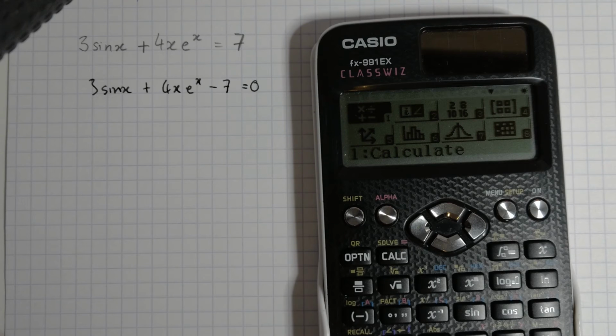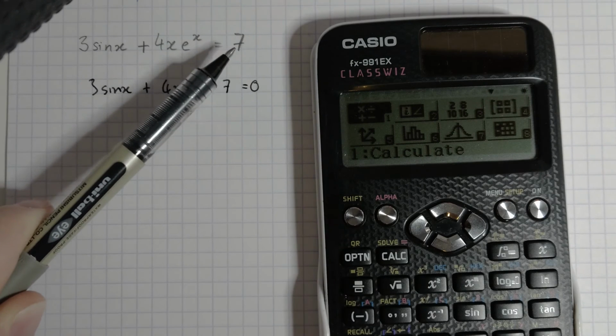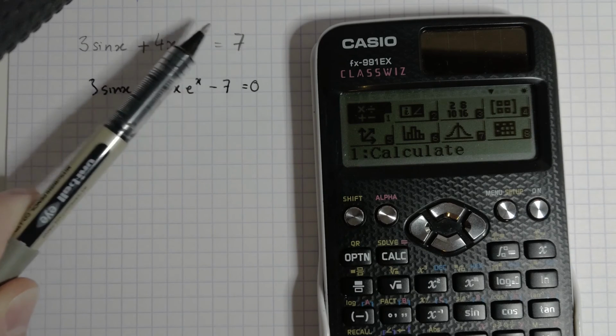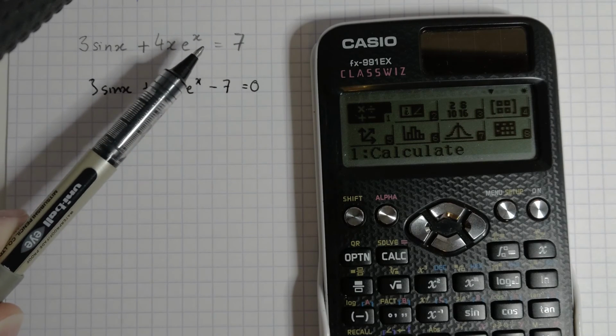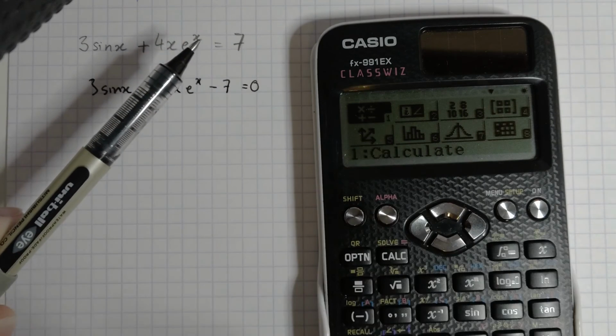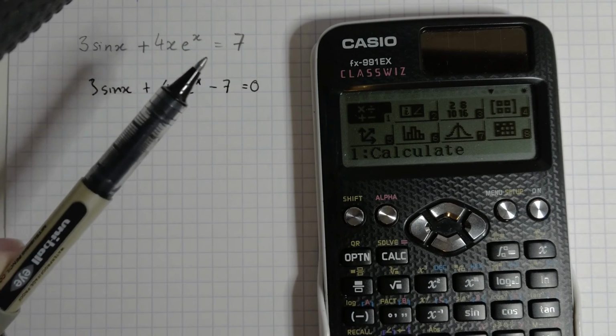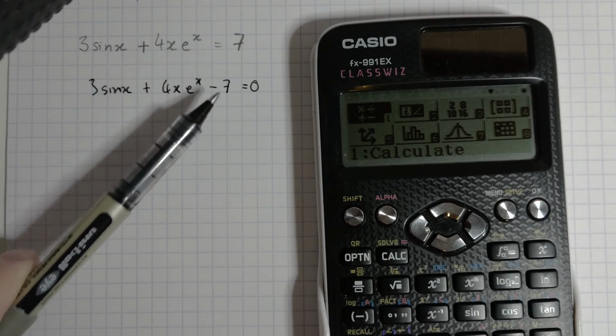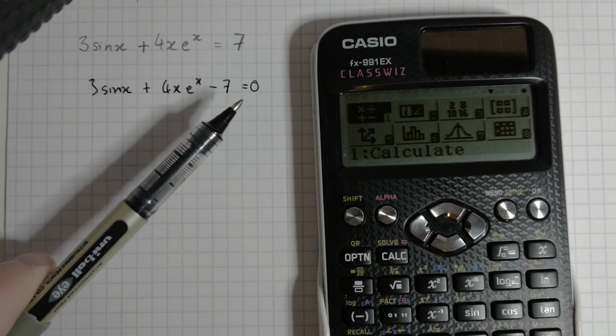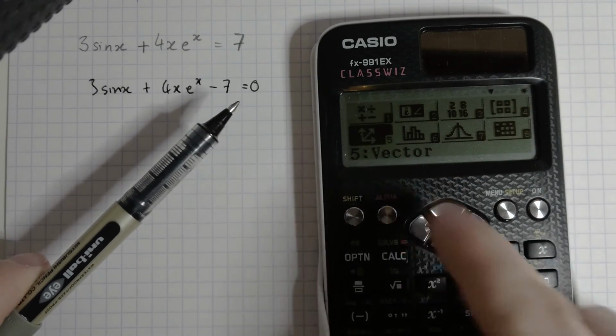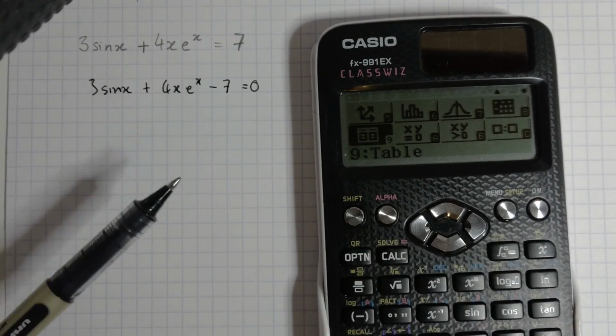Now a sign change wouldn't have happened if it stayed equal to 7. If I didn't do this trick of putting the 7 on the other side, instead I would be looking for when do I go from one side of 7 to the other. So it's much easier to make the function, force it to equal 0, and then you can look for the sign change. Now on the ClassWiz, table mode is mode number 9.